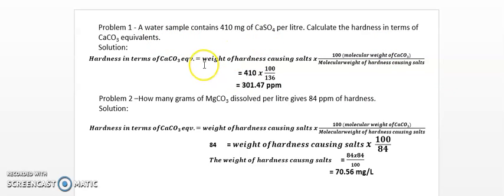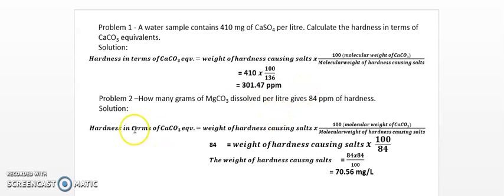In the numerical, the weight of hardness causing salt is 410, multiplied by 100, that is the molecular weight of calcium carbonate, divided by 136. 136 is the molecular weight of the hardness causing salt. So the hardness in terms of calcium carbonate equivalent is 301.47 ppm, parts per million.